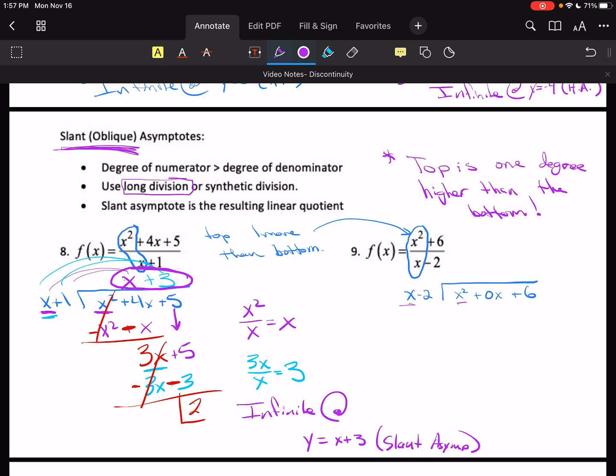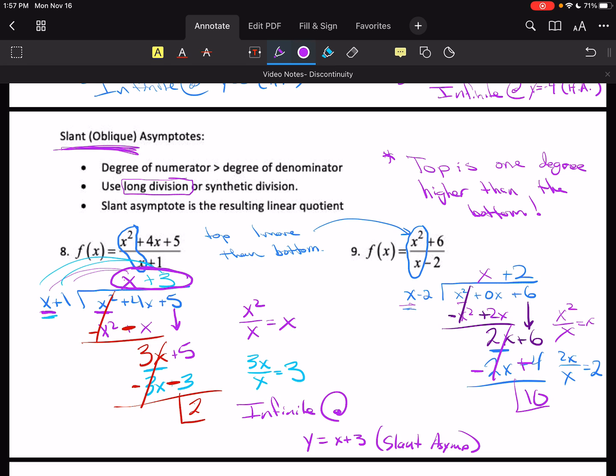First term divided by first term. So x squared divided by x leaves me with x. Distributing to the outside, I get x squared minus 2x. Change your signs. So minus, plus, 2x, bring down the next term. First term divided by first term leaves me with 2. Distribute, I get 2x minus 4. Change your signs. I get 10, and I can't go any further.